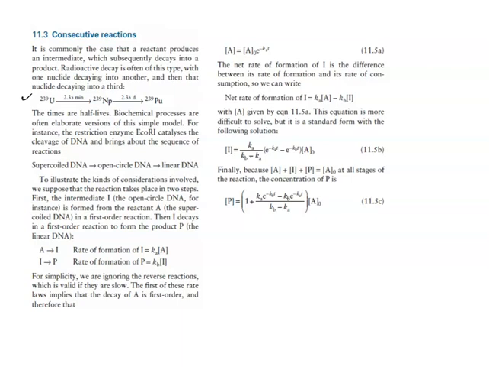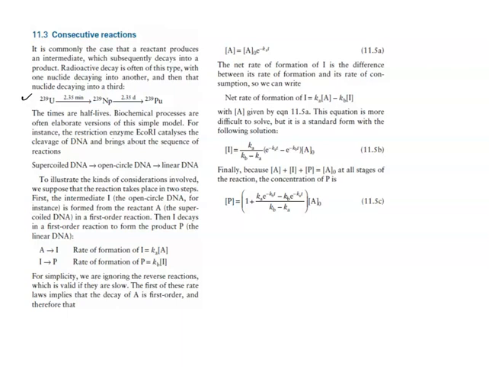Note the difference in rate of reaction, where the first step takes 2.35 minutes and the second takes 2.35 days. The times given are half-lives. Biochemical processes are often elaborate versions of this very simple model. For instance, the restriction enzyme EcoRI catalyzes the cleavage of DNA and brings about the sequence of reactions where you go from supercoiled DNA to open circle DNA to linear DNA.